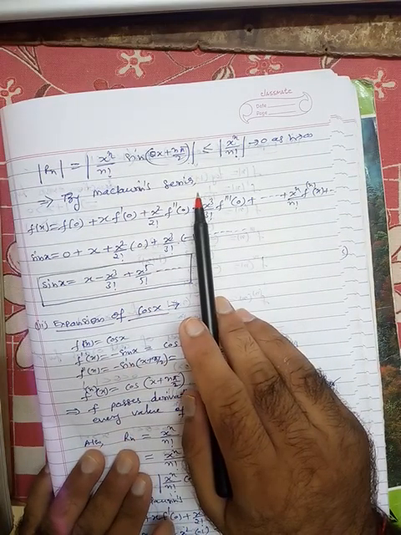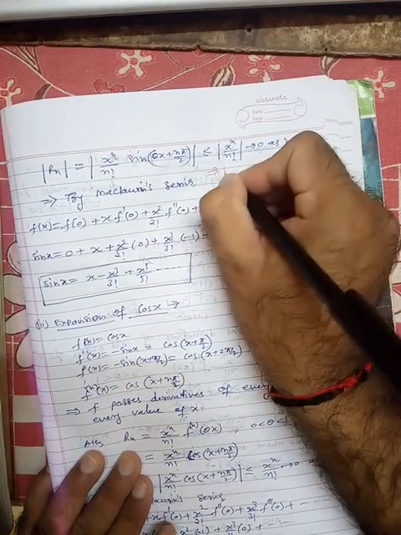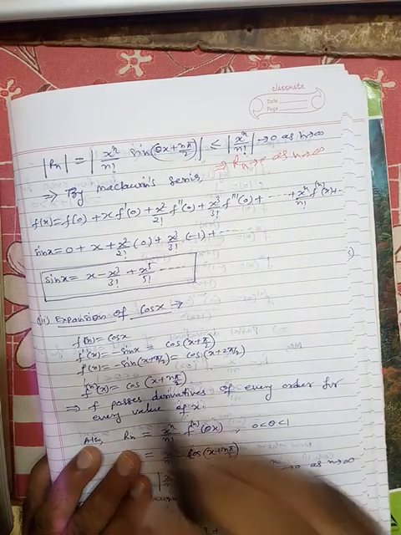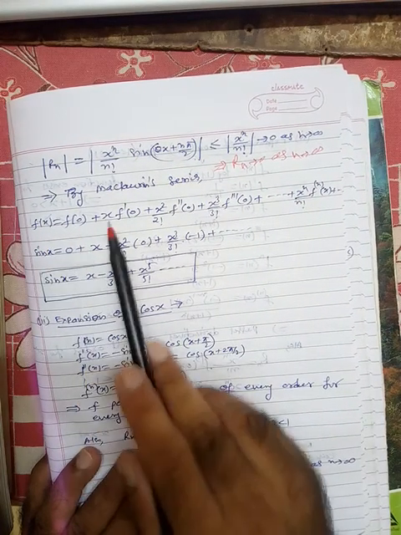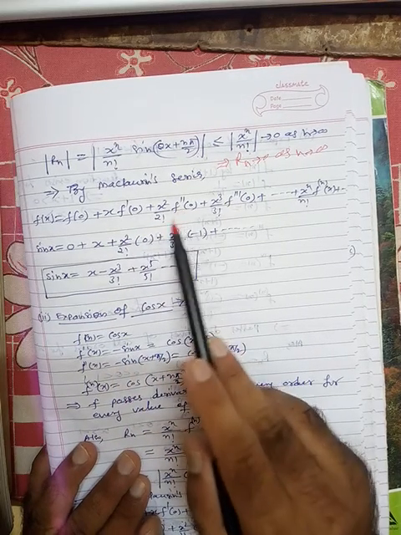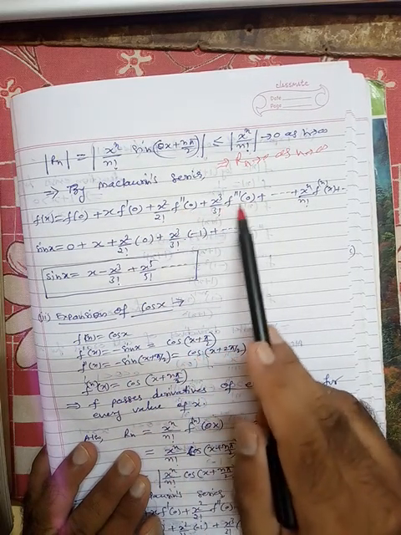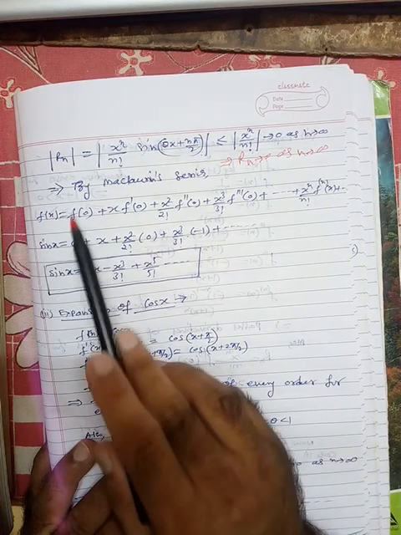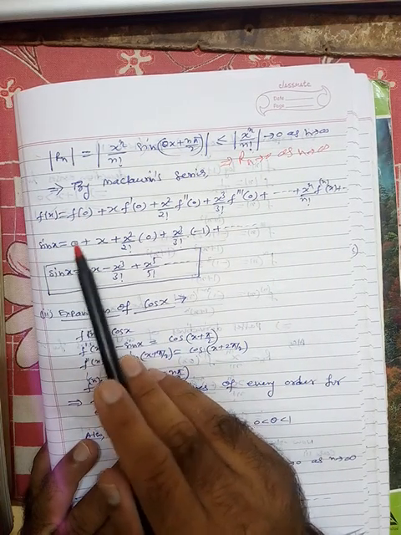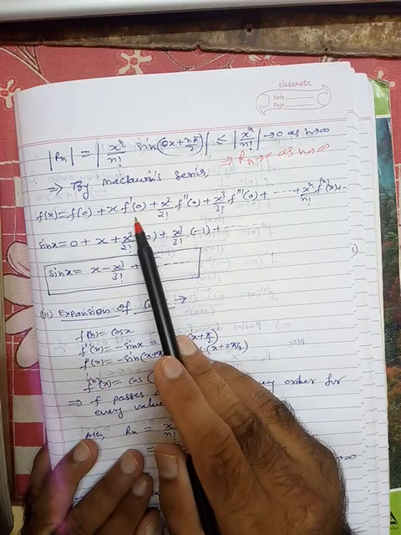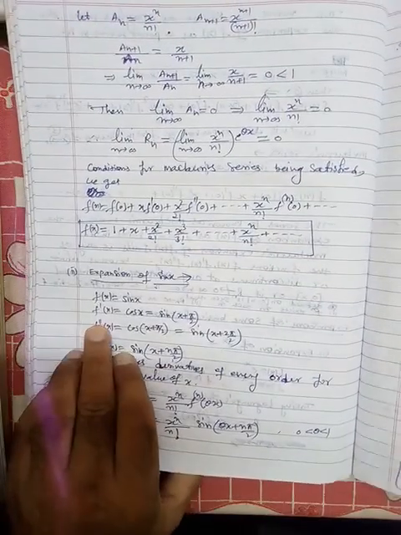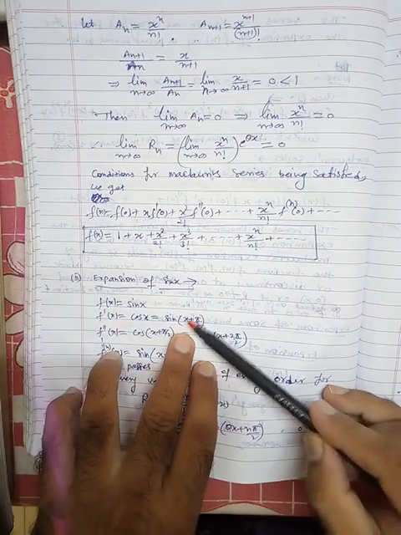So by Maclaurin's series, this implies Rn tends to 0 as n tends to infinity, and hence we can say that f of x is equal to f naught plus x f dash 0 plus x square by factorial 2 times the second order derivative at 0 plus x cube by factorial 3 times the third order derivative at 0 and so on. Now what is f? The function is sin x. The function value at 0 will be sin 0, that means 0, plus x times f dash 0. f dash 0 is nothing but putting x equal to 0 here, so sin of 0 plus pi by 2, that means 1. So put 1 here.